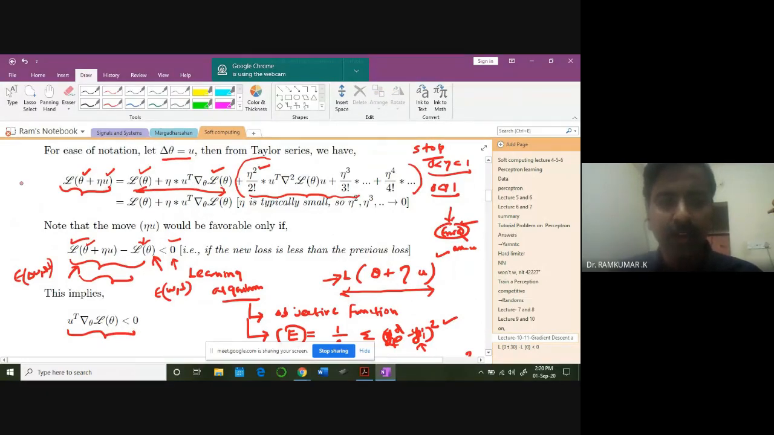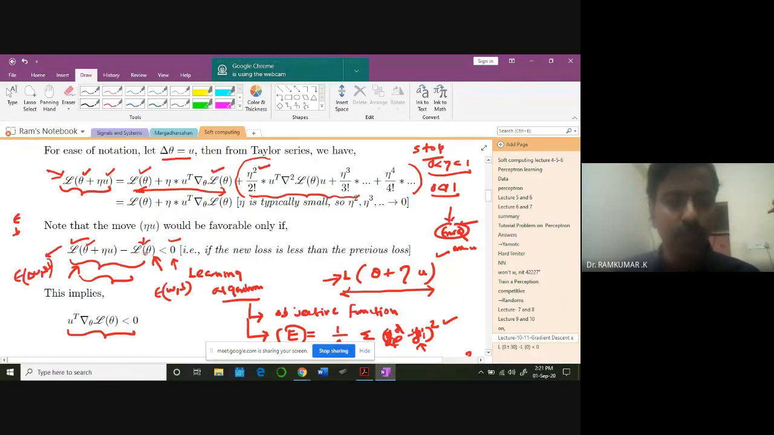Can you see it? This is a cost function. This is the updated cost function. This is the initial value of the cost function. When you are updating with the gradient function, that difference should be less than 0. Then only you can say the updated cost function, the error, is minimized. This cost function is in terms of errors. So naturally that's what we want.